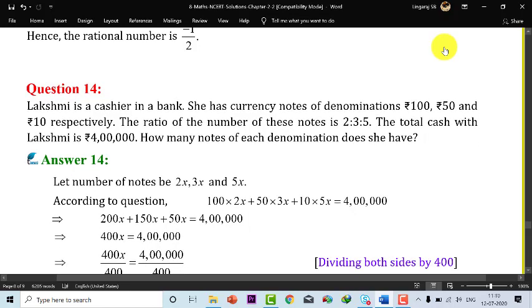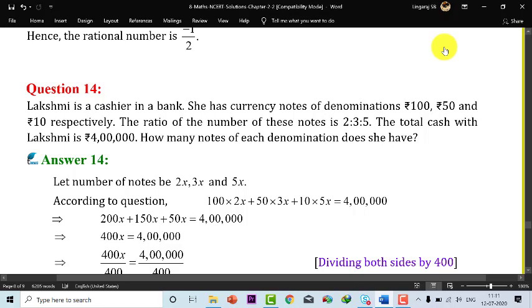So here, understand the question. By knowing the question we are going to write the solution. Write the number of notes as 2x, 3x and 5x, because it is in the ratio of 2:3:5. We don't know the number of notes, so we can take that as x. So here according to the question, 100 into 2x, because it is the denomination of 100, 50 and 10. So 100 into 2x plus 50 into 3x plus 10 into 5x, which will be equal to 4 lakh. So the total amount with her is 4 lakh.